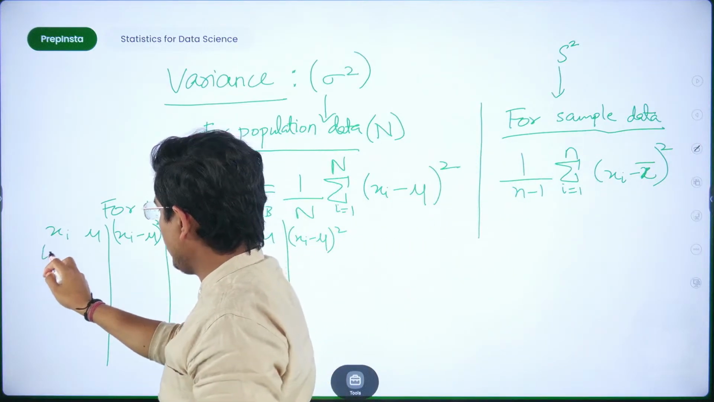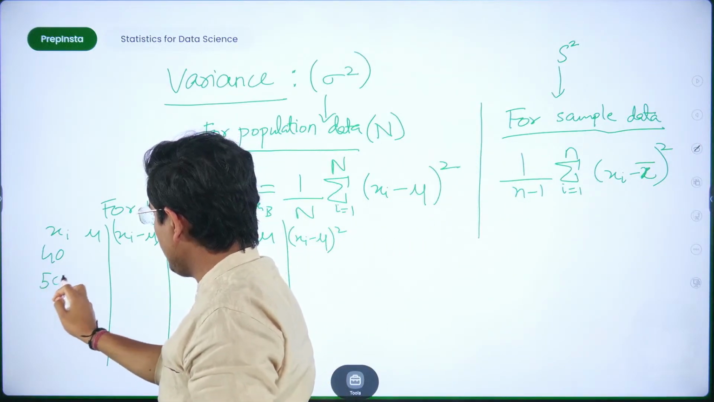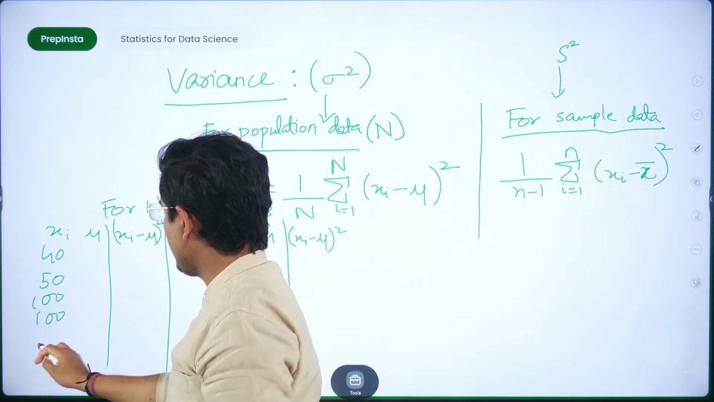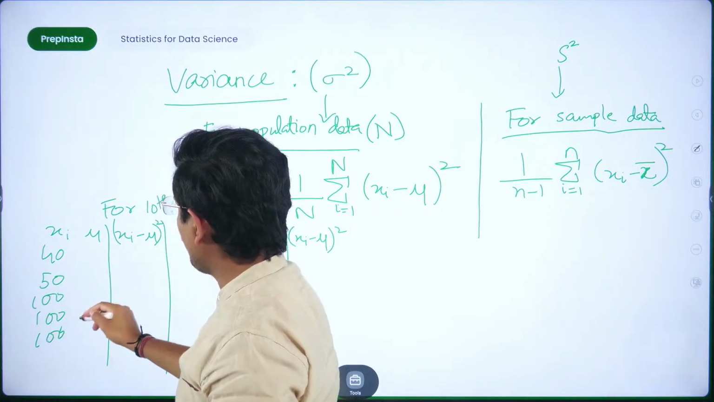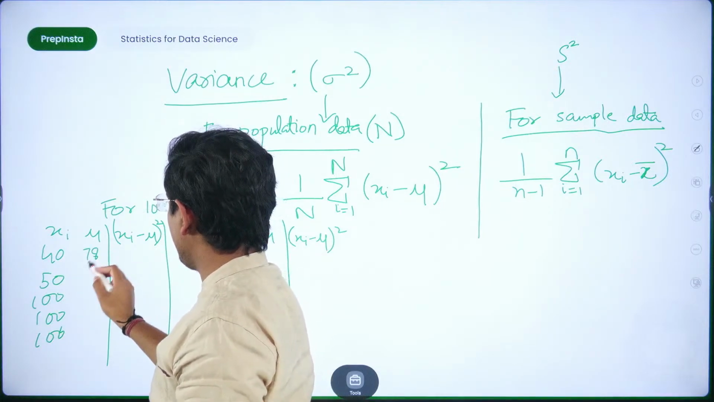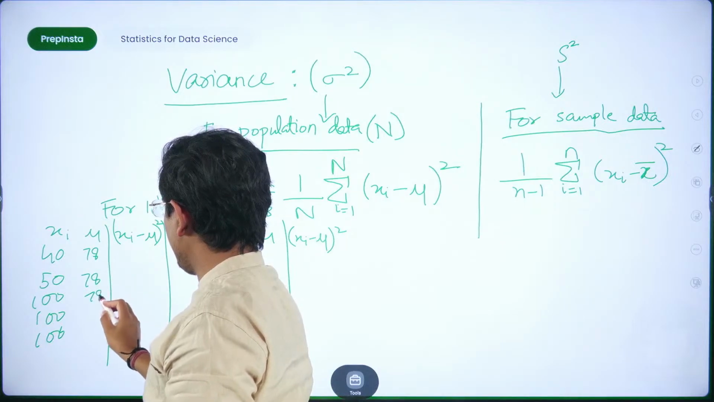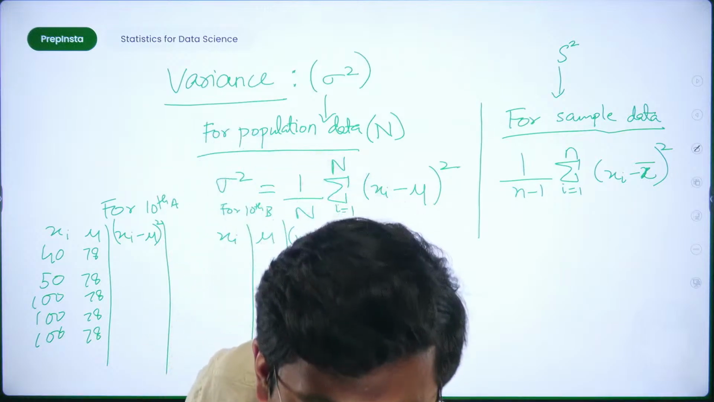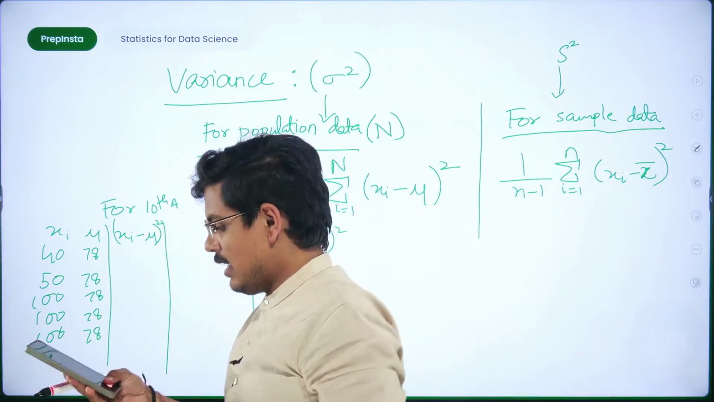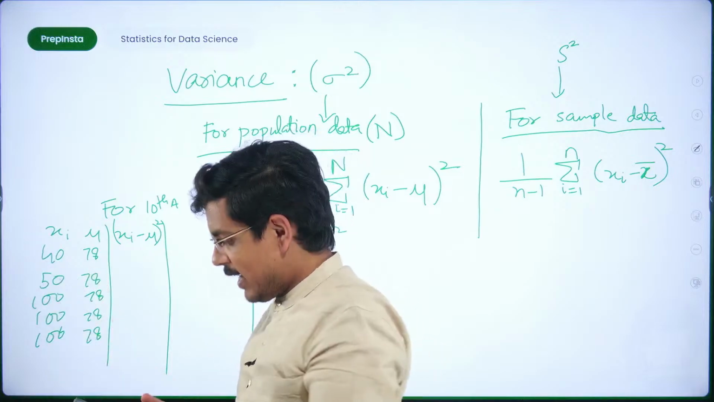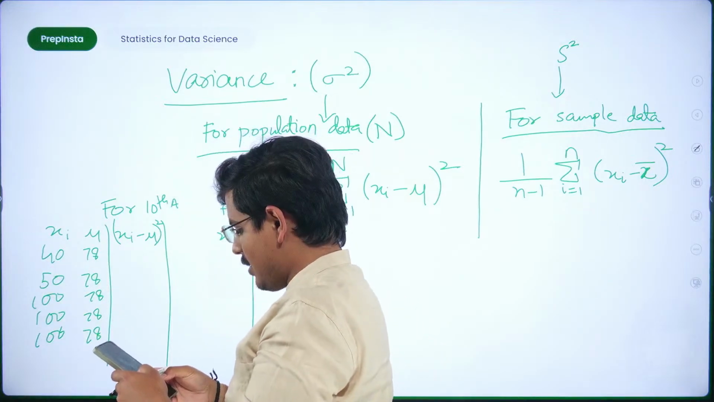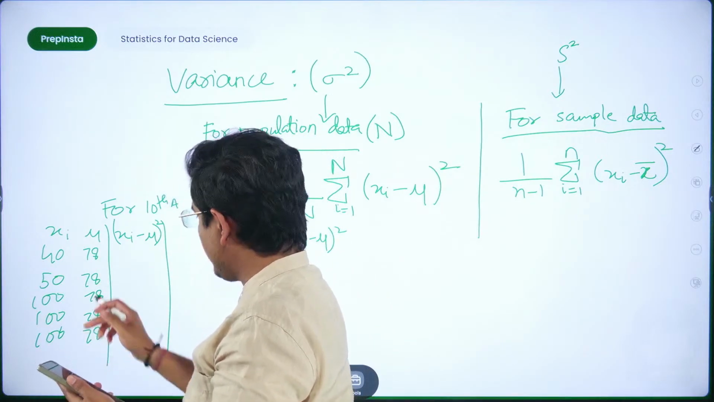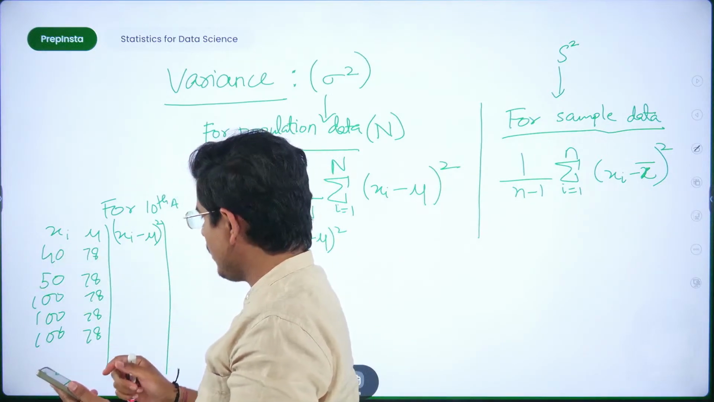So I'll write 40, 50, 100. I hope it is visible. Yes, it is visible. 100 and 100. Coming to the mu portion, it is 78, 78, 78, 78, again 78. Fine. So I'll take help of my calculator. Being an engineer, I'll rely on my calculator. So straight away I'll subtract it from my calculator and let's check it. So minus 38 is the result that we get here.